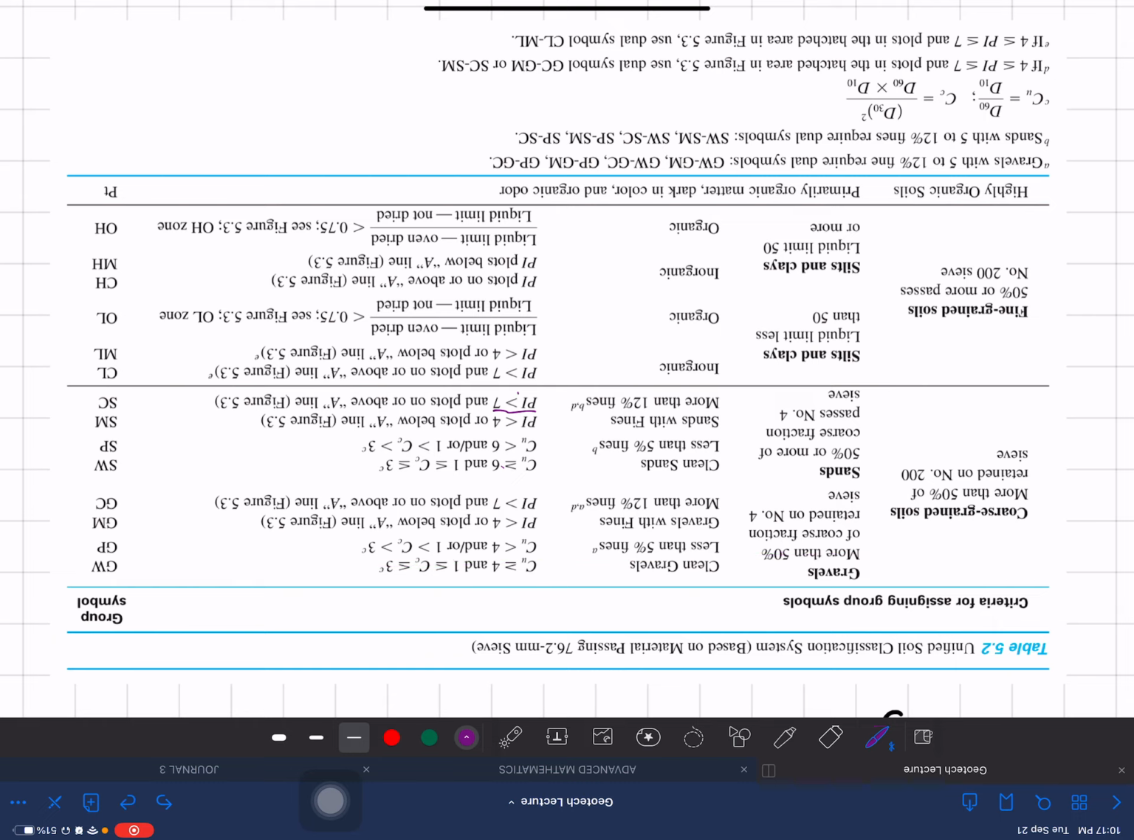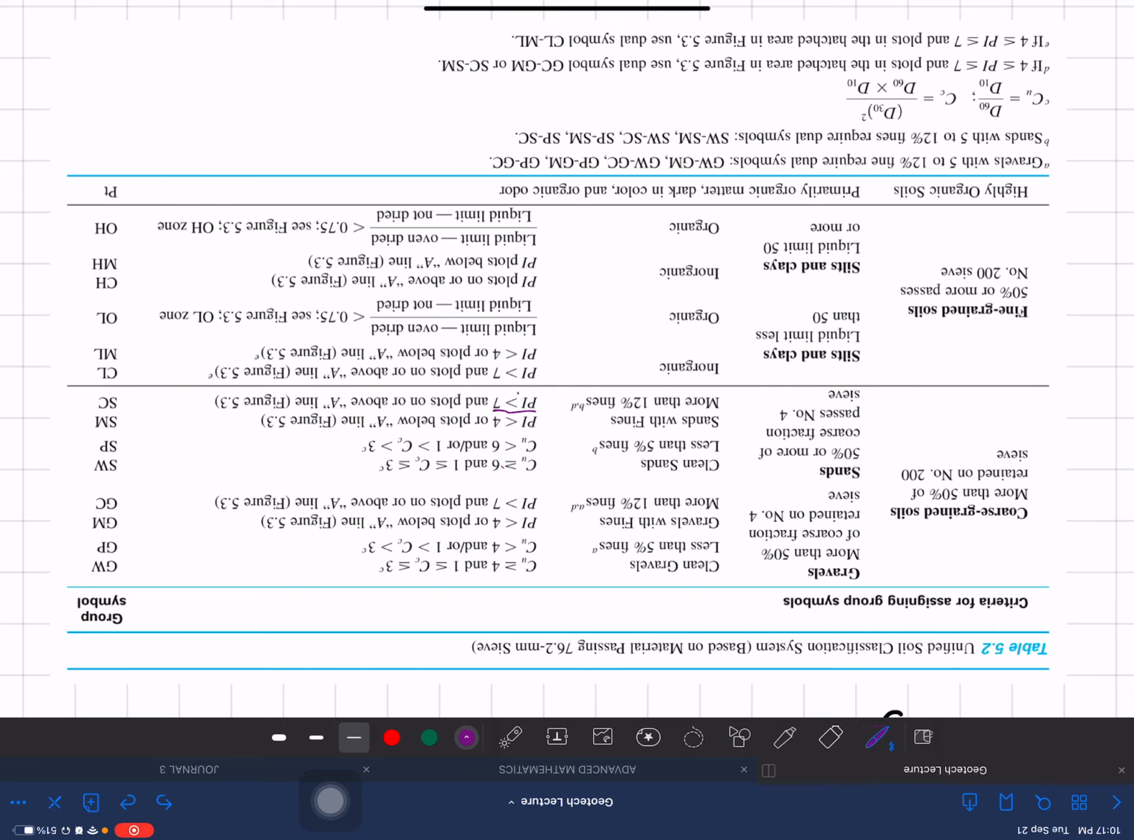So, let's read the table from left to right and determine which parameter the soil satisfies. First thing is to identify what percent is passing the number 200 sieve. If the percent passing is greater than or equal to 50, that is fine-grained soils.